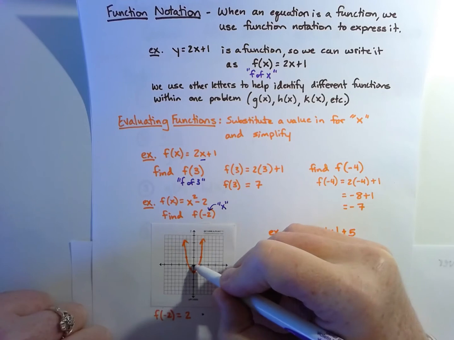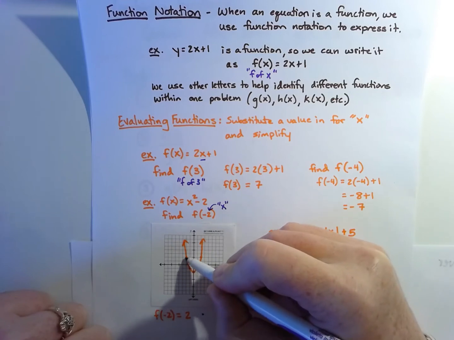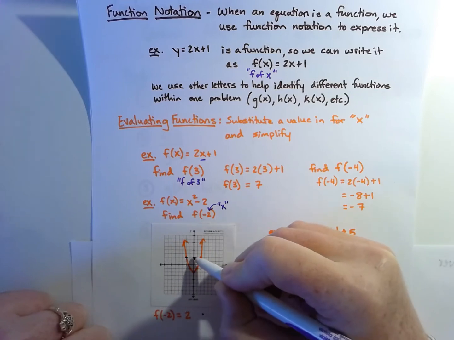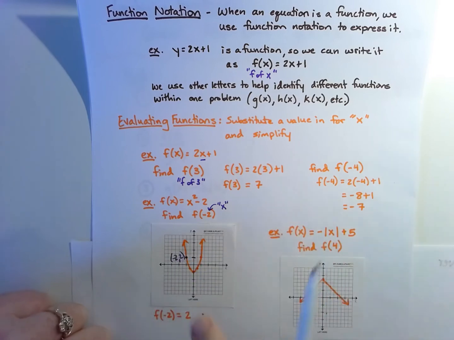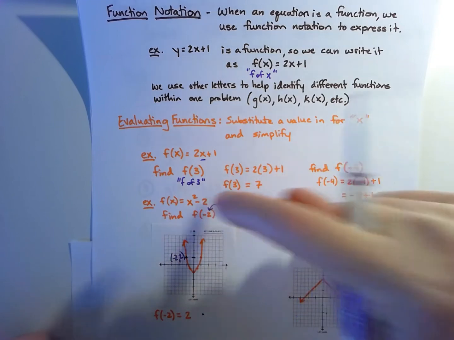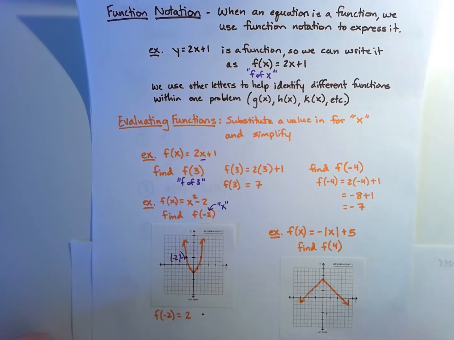So if we go to f of negative 2 and go up to our graph, the y value right there at negative 2 is positive 2. So we say f of negative 2 according to this graph equals 2. And you don't have to have the equation to answer that.